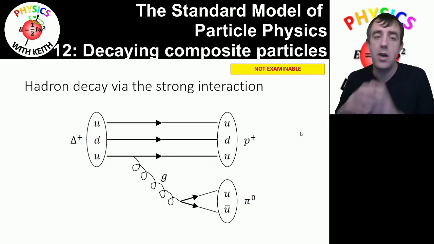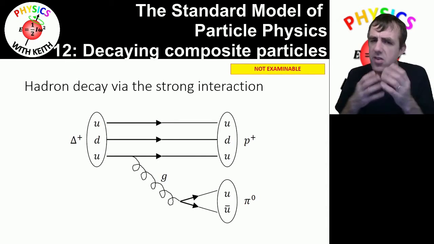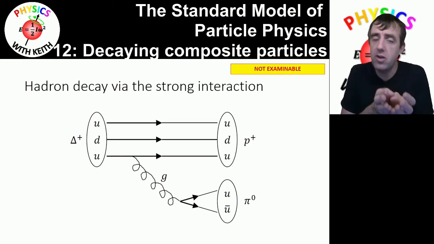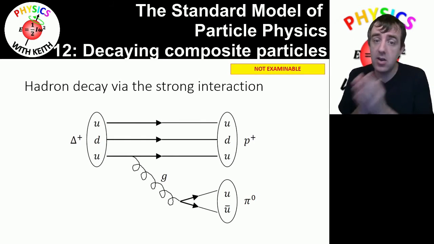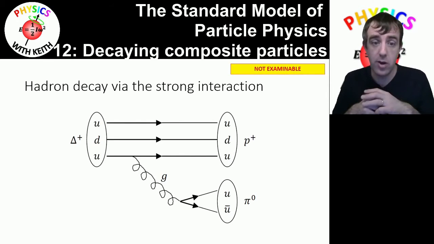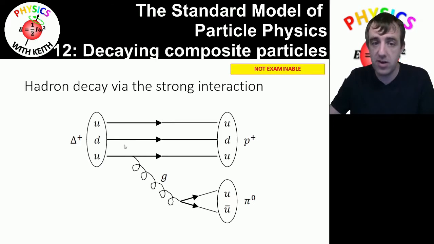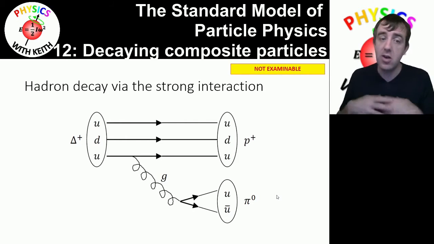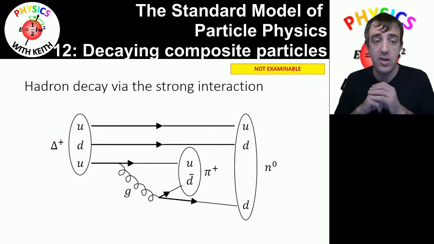Here we've got a delta+, so that is an up, down, up. Same quark composition as a proton, but it's more energetic. It can decay into a proton. The strong nuclear force means there's gluons swilling around inside this delta+ particle. One of them can decay into an up quark and an anti-up quark, which is a neutral pion. A neutral pion that's released can travel some distance and then decay itself.